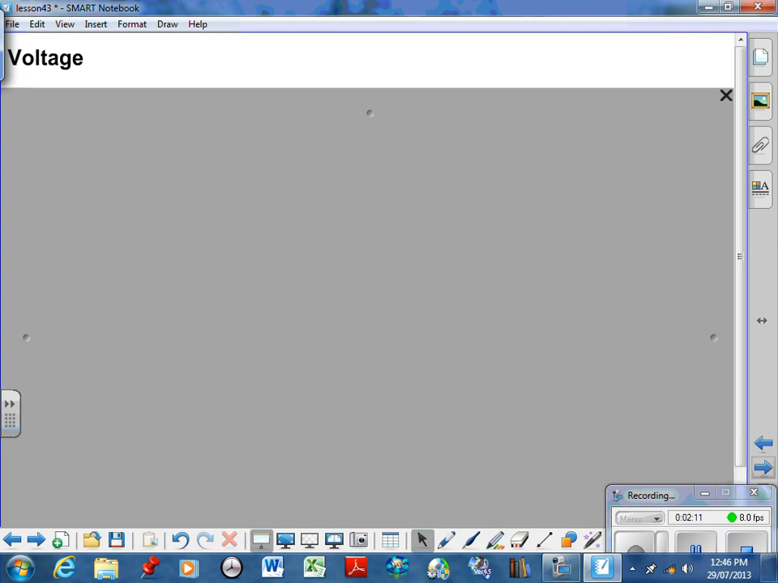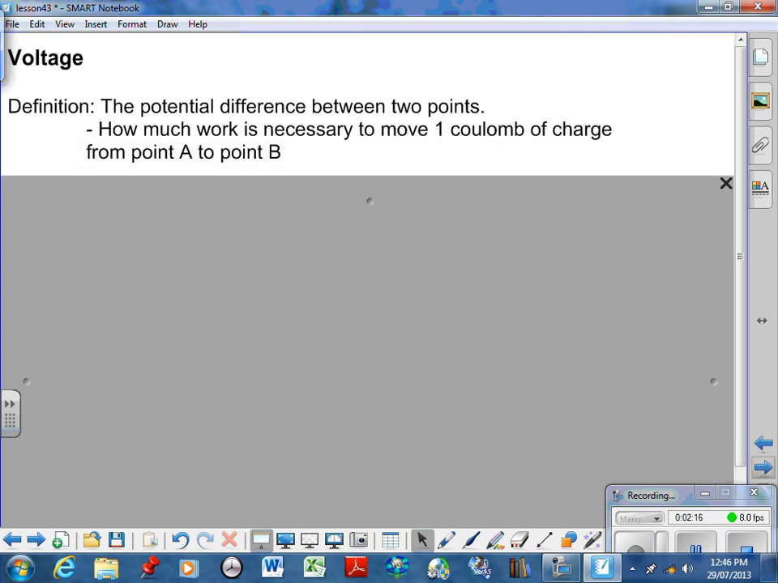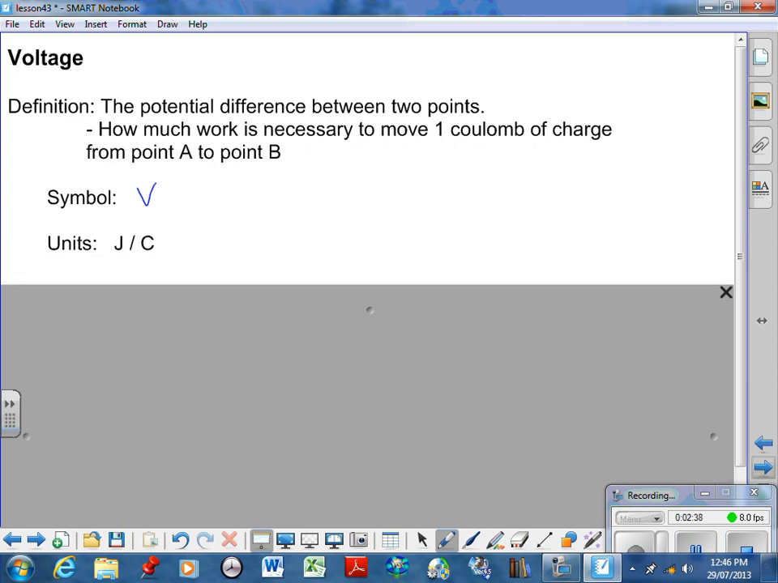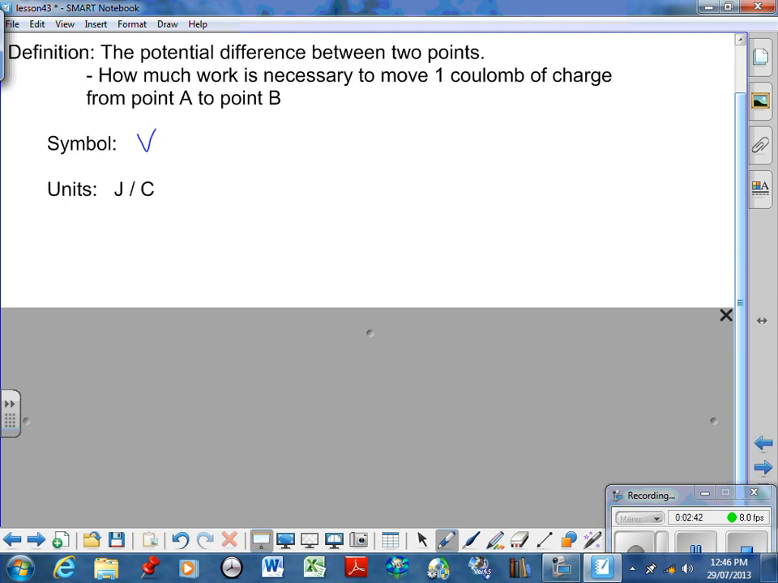So voltage, let's talk about voltage for a second. Here's the definition. The potential difference between 2 points. So how much work is necessary to move 1 coulomb of charge from point A to point B? We're going to talk about that in a lot more detail. I just want to introduce it because you have worked with it before in the grade 9 or 10 science course. So your symbol for voltage, we use capital V. The units is joules per coulomb.